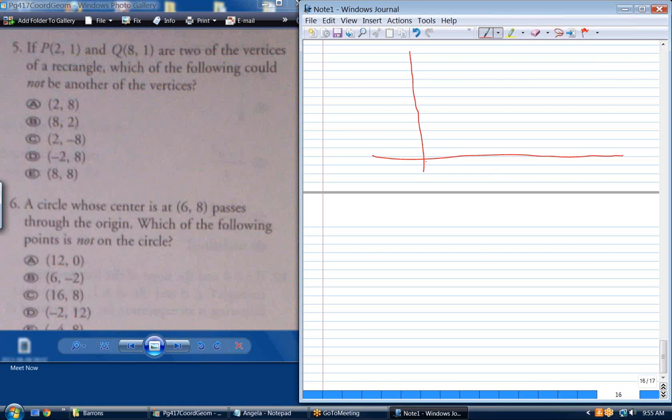Okay, so 2, comma 1. First I go 2 to the right and then up 1. There's 2, comma 1. And 8, comma 1. Well, we'll call that 8, comma 1. Same height, further out to the right. That's the vertices of a rectangle.